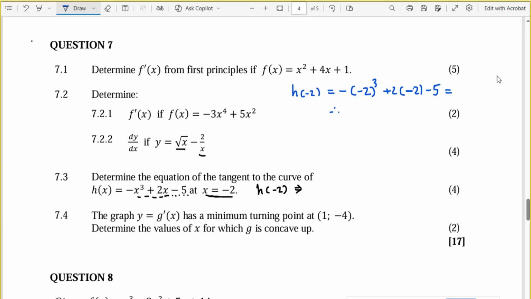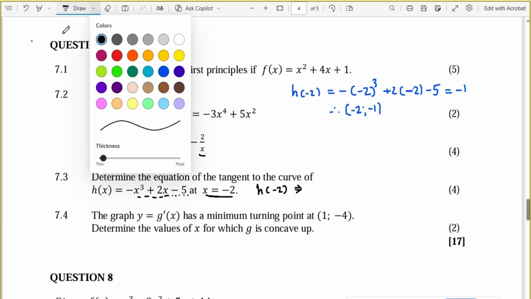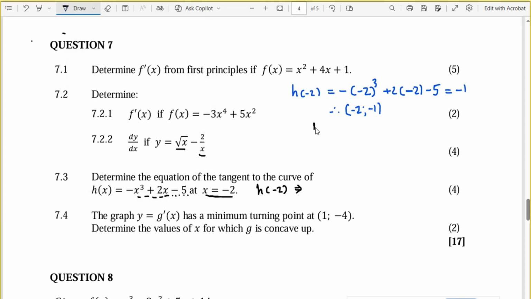It's minus 1. Okay, so if this is minus 1, therefore the point of contact: the x is minus 2, the y is minus 1. I'll explain why. Remember, the standard form of a tangent line, it's a straight line, so it should be in the form y equals mx plus c. We're going to use that point to find c. But now let's first find the gradient. To find the gradient of a tangent at a point, we find the derivative and then we substitute that x value to find the gradient. Do you understand?